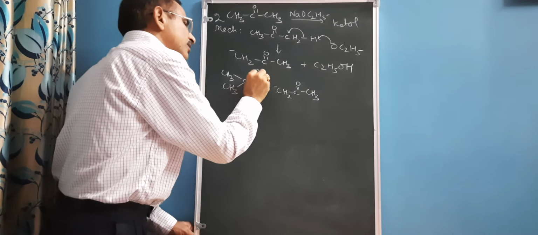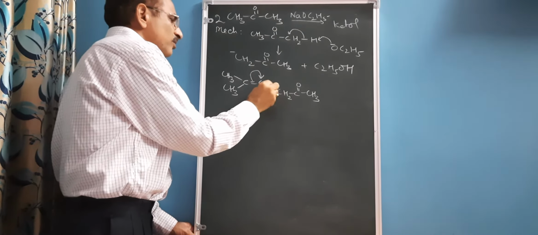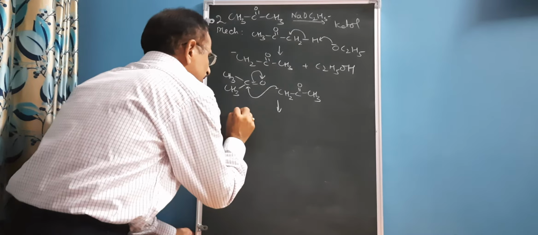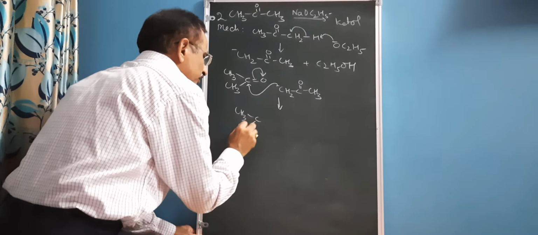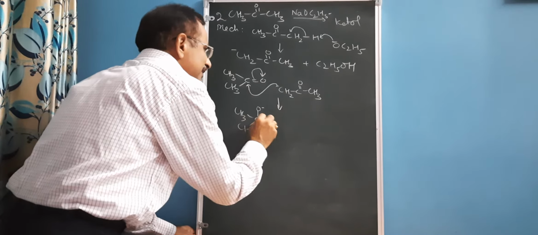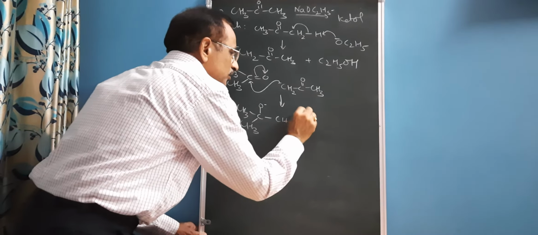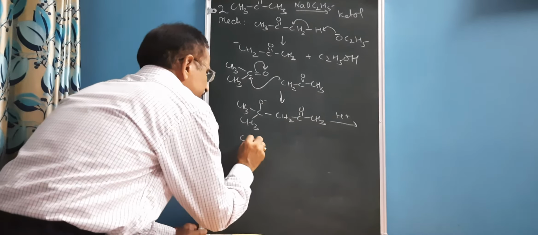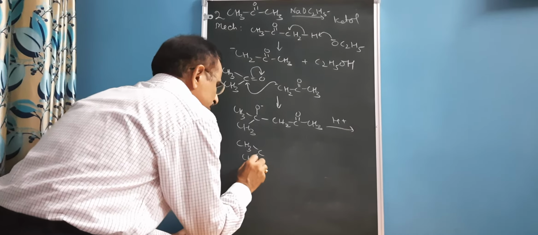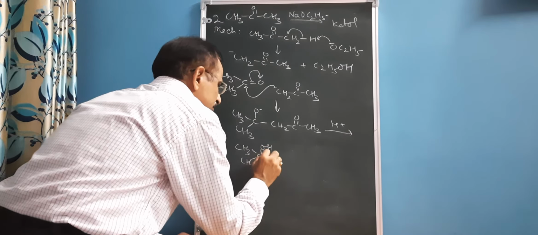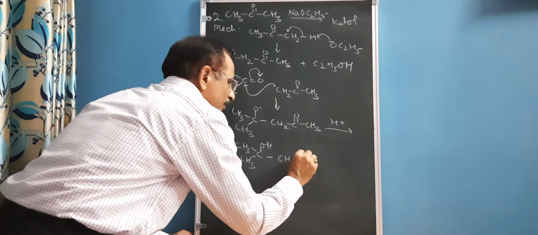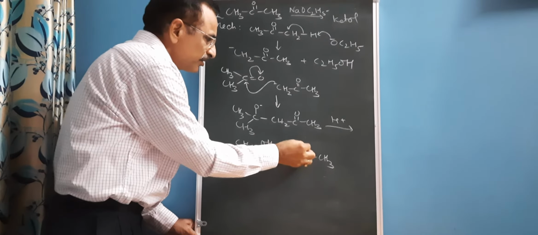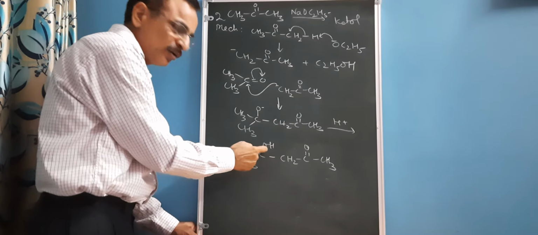Here again, due to electromeric change, this carbanion carbon will approach the carbonyl carbon, and there is formation of the condensation product O minus CH2 CO CH3. Again a hydrogen ion adds, and it will form this ketol. This is the ketonic group at this carbon atom, and the alcoholic group.